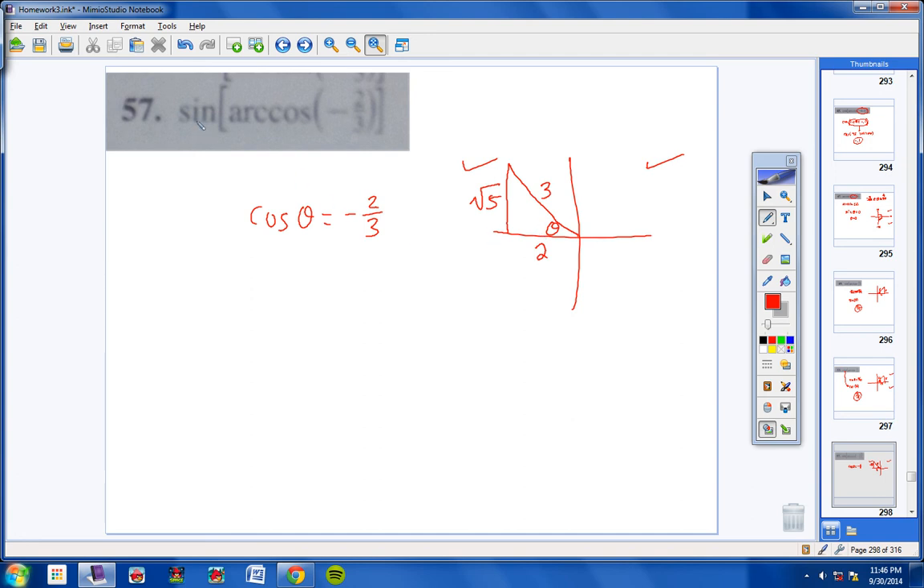So okay, we've defined theta, we've drawn our triangle here. Now we're going to bring down our sine right here, and we're going to find the sine of theta. What is sine in this quadrant? Well, the sine sequence goes positive, negative, negative. So sine is positive. So the sine of theta will be positive, opposite over hypotenuse. There it is. Positive square root of 5 over 3. Okay, moving on to number 61 here.